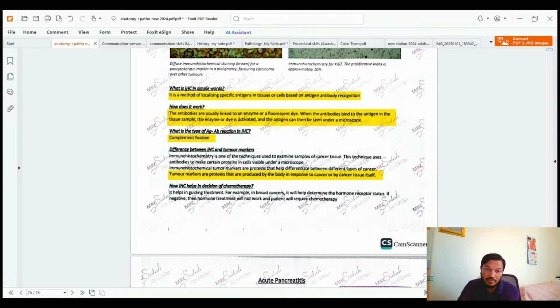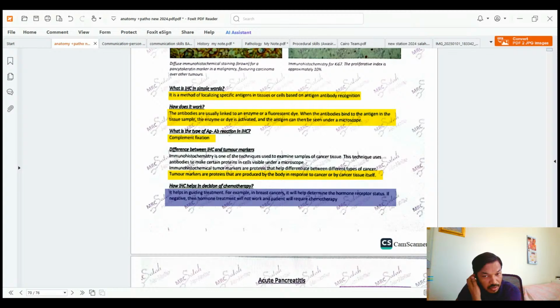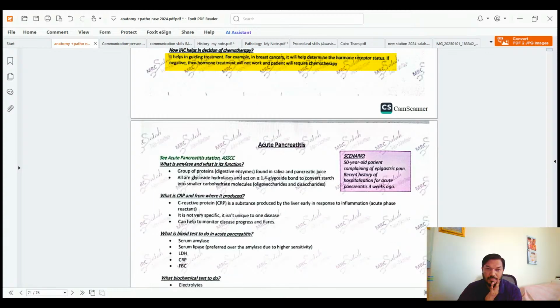It helps to guide treatment. For example, in breast cancer, it will help to determine hormone receptors, and if the tumor is hormone sensitive, then we can give hormone treatment. But if it is not hormone sensitive, the patient might need chemotherapy, and we will get this guidance from immunohistochemistry.